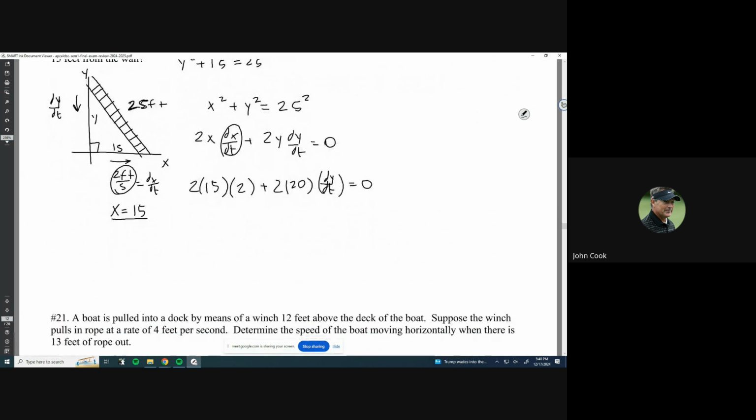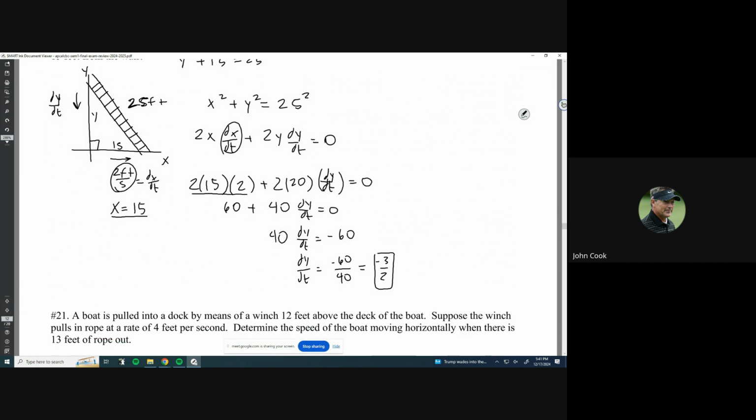Now it just becomes algebra, solving for dy/dt. 2 times 15 times 2 is 60, and 2 times 20 is 40. Subtract 60 from both sides, then divide by 40. We'd probably reduce it: both are divisible by 20, so we get -3/2. That's the number you should get, and you should also have units. Just like the rate of change here, it's feet per second.